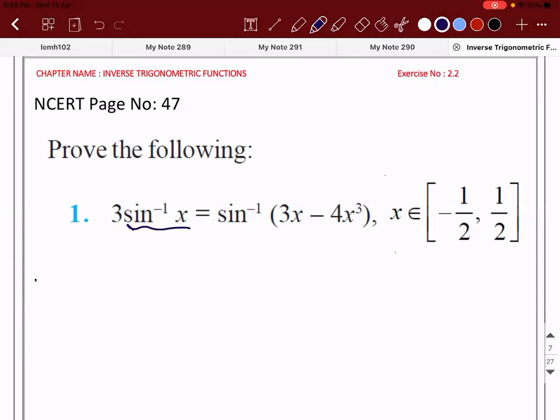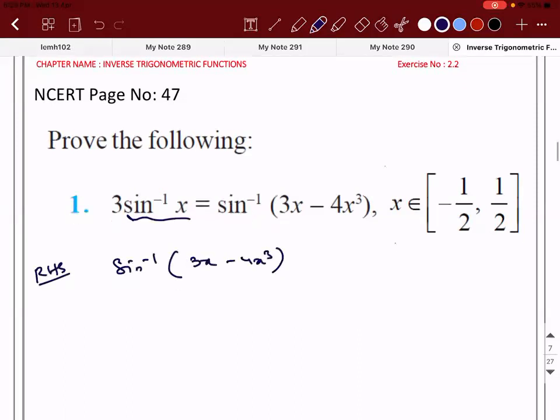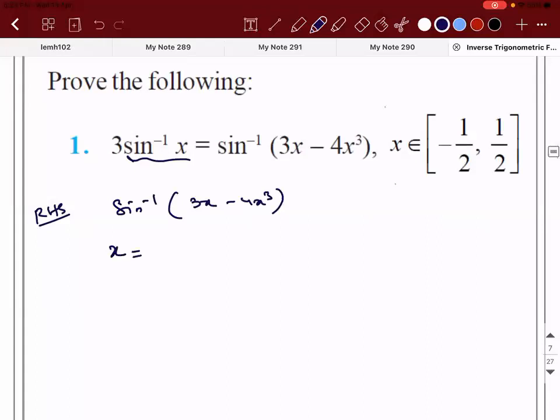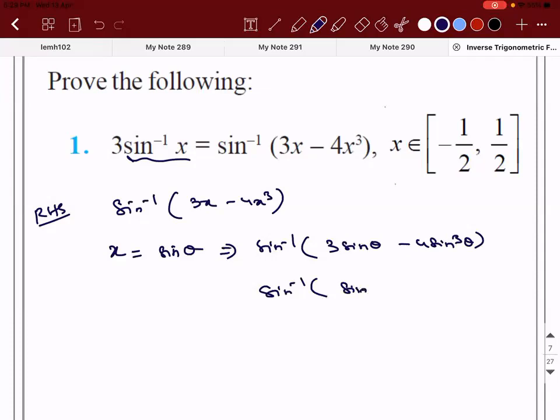So, RHS is sine inverse of 3x minus 4x cube. So x is equal to sine theta, which implies sine inverse of 3 sine theta minus 4 sine cube theta. It's a direct formula: sine inverse of sine 3 theta. That is going to be 3 theta, or 3 sine inverse x.